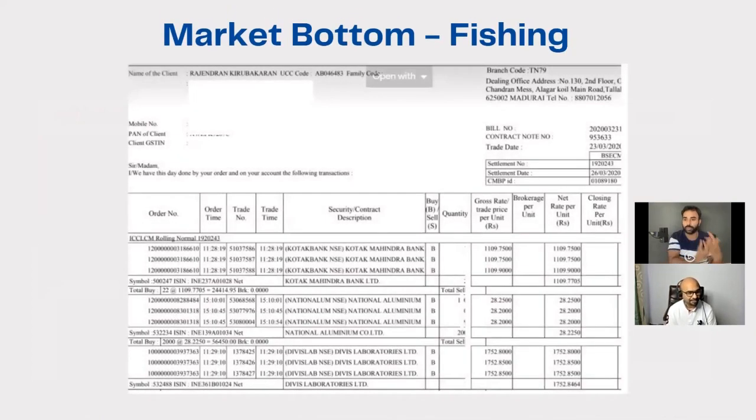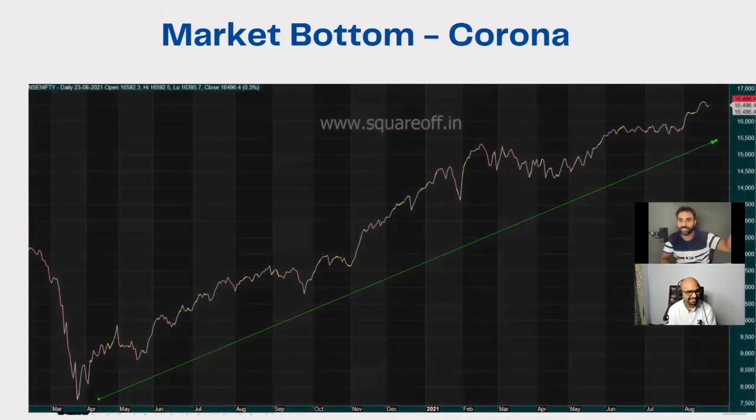I bought companies like Kotak Mahindra. I bought companies like National Aluminium at 20 rupees, 28 rupees, and Divis Lab at 1,700 rupees. I did not want to take a risk with small caps or large caps, but these are much bigger companies available at a greater price. If my theory is going to be right, I thought, okay, let me buy it. And immediately I bought all these companies. And eventually we know what happened. All these companies moved up more than 100% in the next few months.